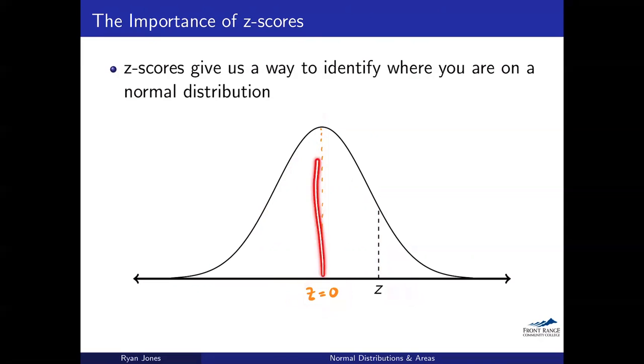If Z is 0, we're right here dead in the middle. If Z is positive, we're definitely to the right of this. If Z is negative, we're definitely to the left of this. And if Z was something like 3 or 4, if it was pretty large, we'd be way out here on the tail of that distribution. So Z-scores give us a way of identifying where we are in this normal distribution.